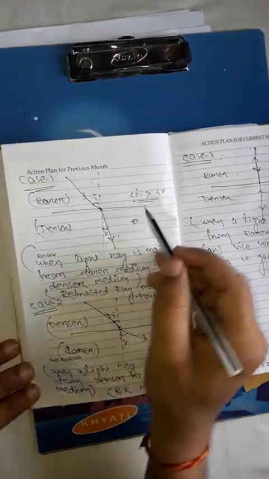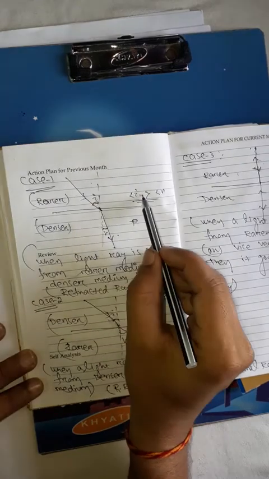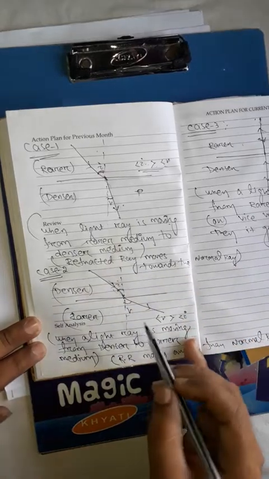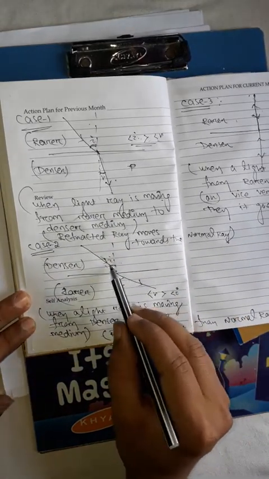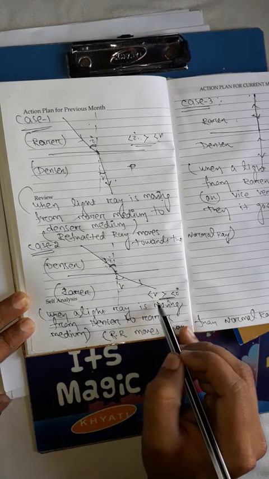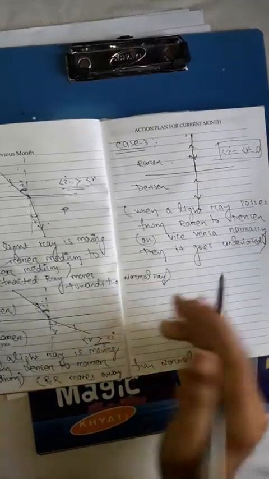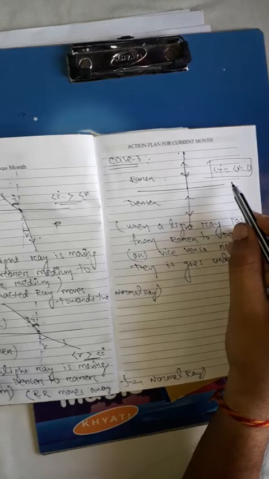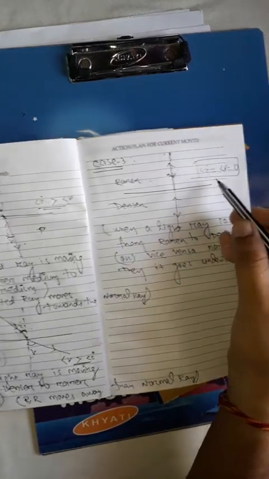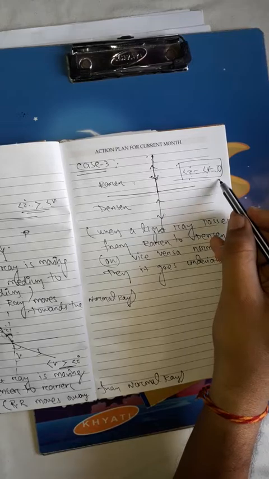In the first case, the angle of incidence is more than the angle of refraction. In the second case, we have observed that the angle of incidence is less than the angle of refraction. But in the third case, the angle of incidence is equal to the angle of refraction, that is equal to 0.